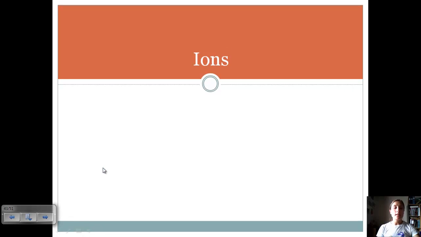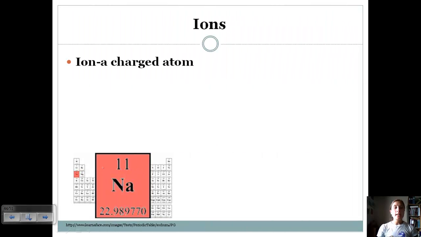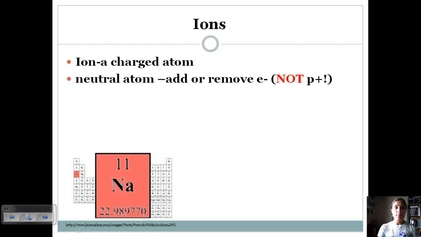So today we're going to discuss the last section of this unit called ions. An ion is a charged atom. Up till now, we've been talking about electrons and protons being the same amount, so making the atom neutral. Now we're going to talk about when the number of electrons changes. So a neutral atom, and then we add or remove electrons.